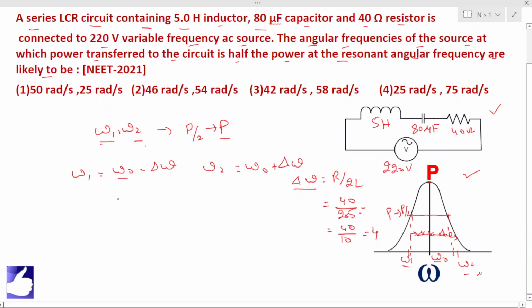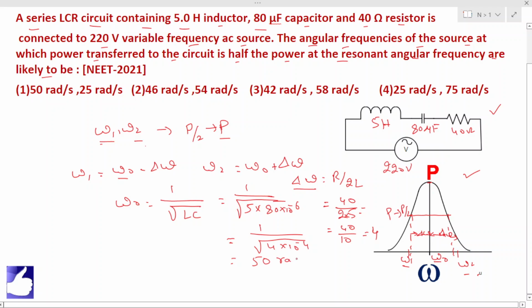So resonant frequency omega naught is equal to 1 by root LC, that is equal to 1 divided by root over L, L is 5, into C. C can be written as 80 into 10 power minus 6. That is equal to 1 by root over 400 into 10 power minus 6, that is 4 into 10 power minus 4. If you solve, you will get the value of resonant frequency as 50 radian per second.